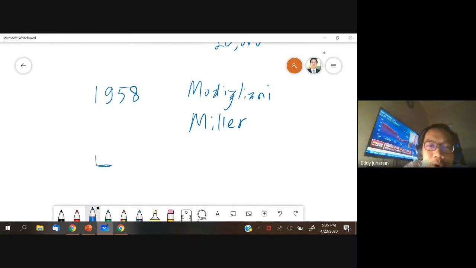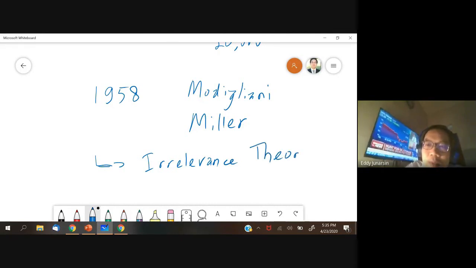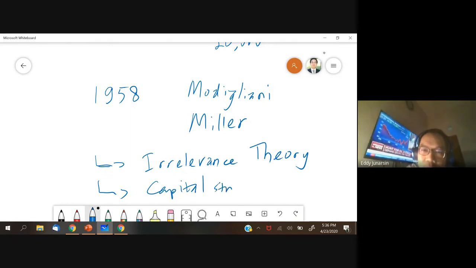So the model is called the irrelevance theory. This might ring a bell, because in dividend policy or dividend theory, we also know the irrelevance theory by these two people. They call the theory irrelevance because this is what they found: there's no relation between the capital structure and firm value. The capital structure decision doesn't affect your firm value.